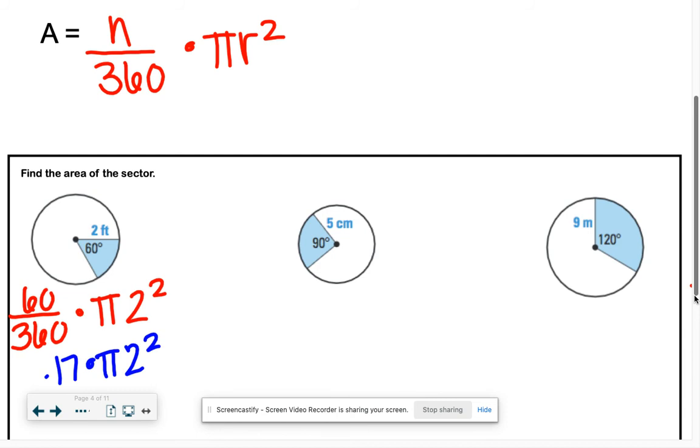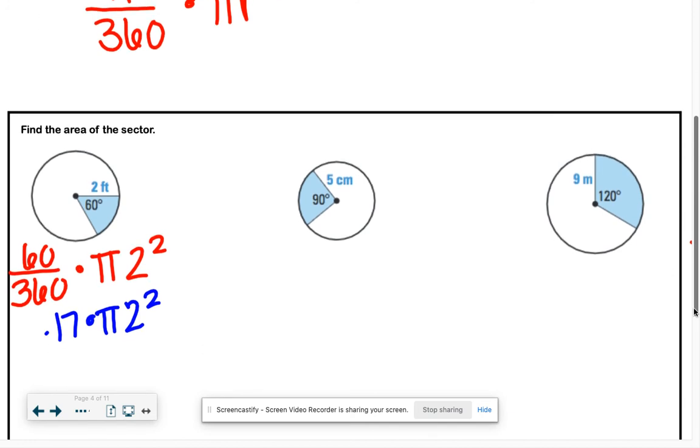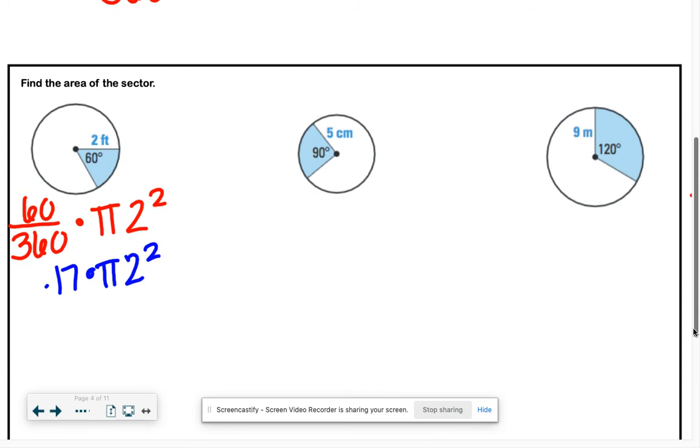I got 2.1. 2.1, that's what I got too. Anyone else not get 2.1? Got 2.13. Amazing. Get rid of the 3. I got 2.16. Yep. I had 2.13628. So get rid of the 3, so I just got 2.1. So 2.1 feet squared. Yeah. All right. Let's try a few more like that.